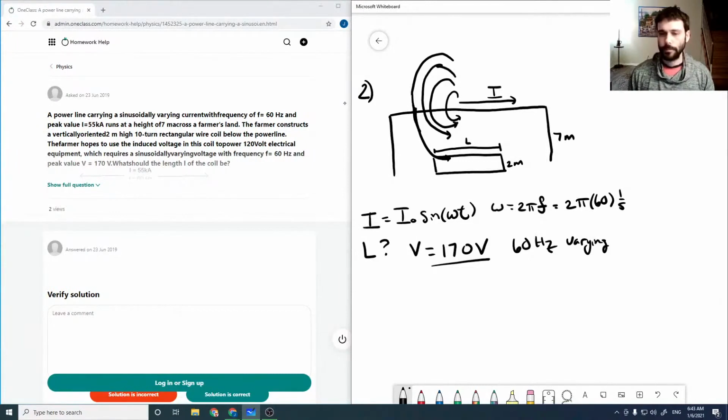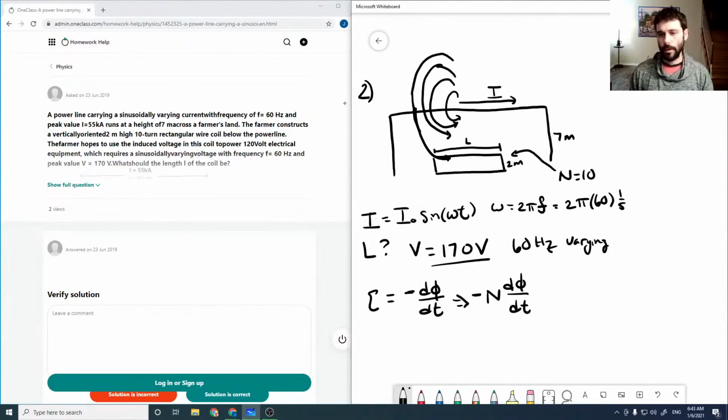Okay, so how are we going to approach this? Well, to find a voltage that's induced, we're going to need to use Faraday's law, so minus d phi by dt. We have actually not one coil, but 10 coils. And so we're actually going to use kind of the coil version of this, which is n d phi by dt.